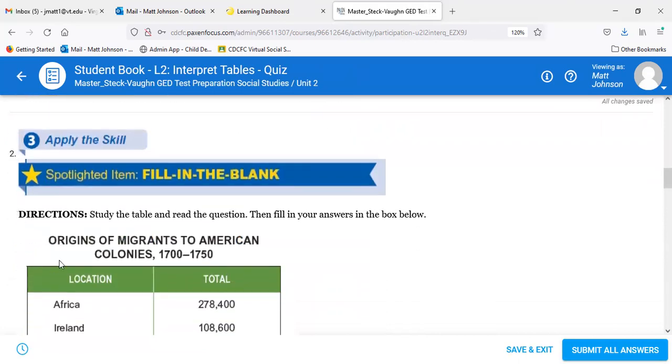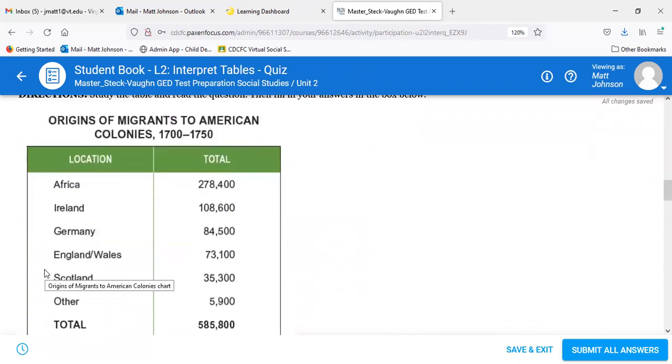And we'll get a new table here. So again, dealing with migration into North America, into the American colonies specifically. So the title here, Origins of Migrants to American Colonies from 1700 to 1750. So a little more condensed time. And what we're going to have here is the location on the left column, right? And then the totals in the right-hand column.